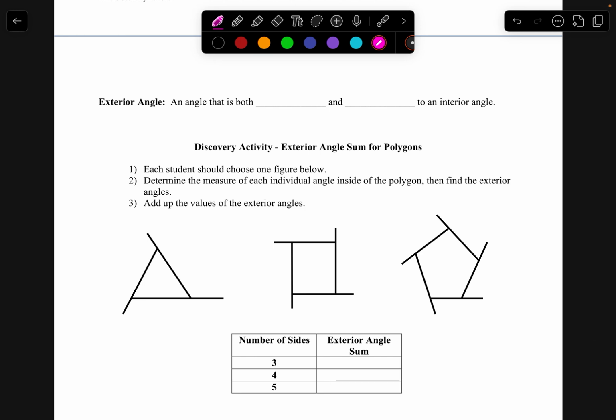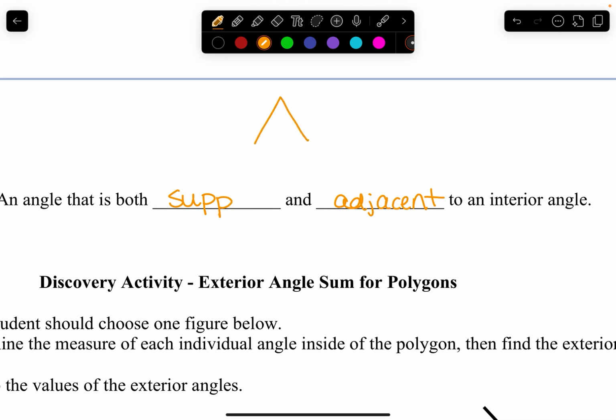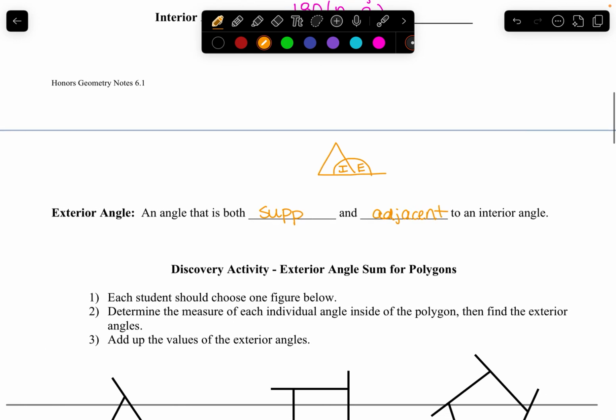That's interior angles. Now we're going to look at exterior angles. As a reminder, exterior angles are both adjacent and supplementary to an interior angle. Remember that adjacent just means next to. I like to draw this picture for you. Here is an exterior angle and here's an interior angle. Hopefully you can see that your interior and your exterior are supplementary. They form a straight line. And they are both adjacent. They're right next to each other. Okay, that's going to be important for what we're about to do.